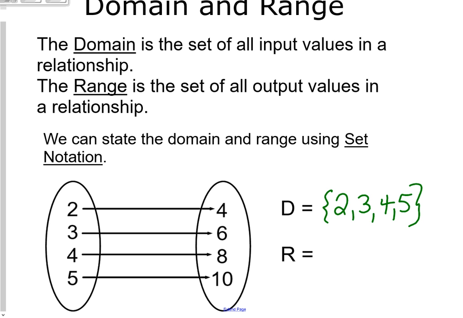Now, what we got out of the relationships, that's our range. So those are our outputs. And in this case, our outputs were 4, 6, 8, and 10. Inputs are our domain. Outputs are the range. You'll hear me say this over and over again.